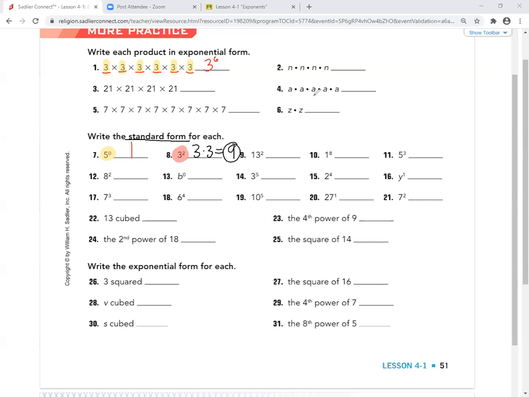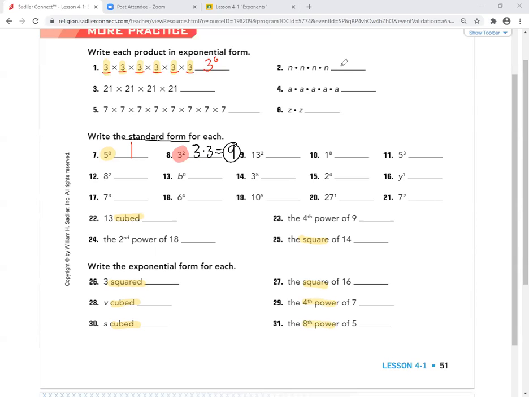Okay, I think you can handle the rest there. Let's go down to 22. I'm just going to highlight a couple words here. Cubed means what power? 3. Square means what power? 2. Square means what power? 2. Cubed means what power? 3. Cubed. 4. Square. What's the power here? 4. What's the power here?